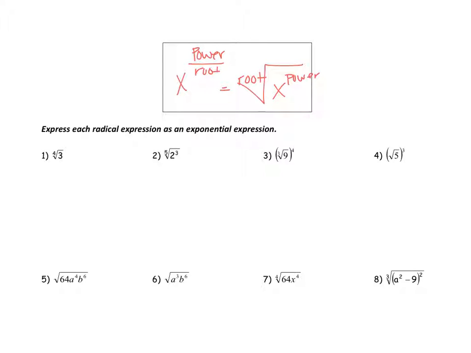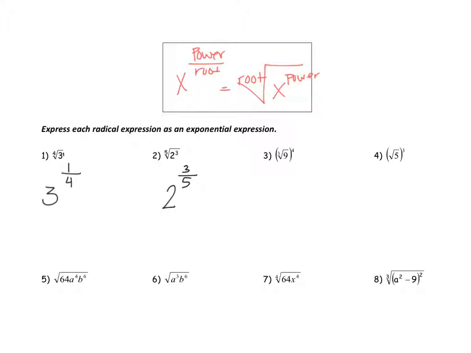Okay? So we have, this is read the 4th root of 3, or the fourth root of 3 to the 1st. So it's 3 to the 1/4 power. Now this one, number 2, is read the 5th root of 2 to the 3rd. So it becomes 2 to the 3/5. Remember, the root jumps down on the bottom.